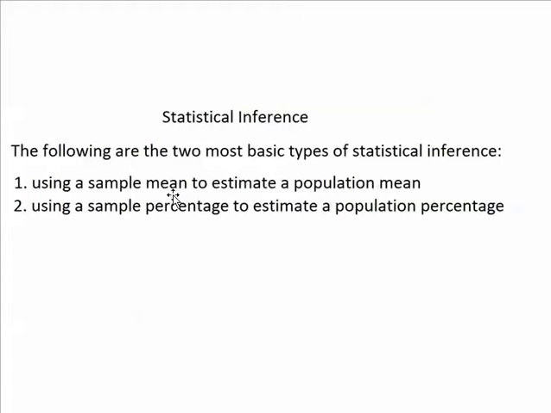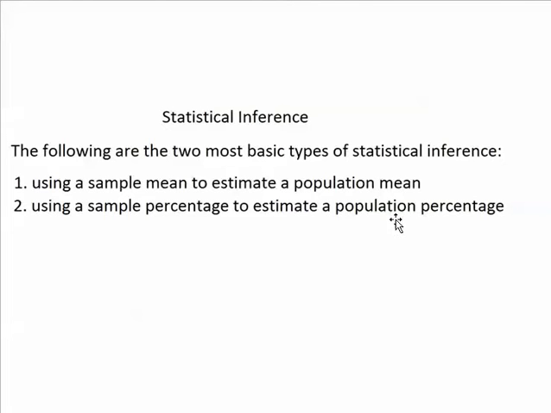Another example is collecting data from a sample and calculating a percentage to estimate a percentage for the entire population. I might be interested in what percentage of the US college student population lives with their parents. In order to actually calculate that percentage, I would have to ask every college student in the US whether they live with their parents, and then calculate the percentage of people who live with their parents.